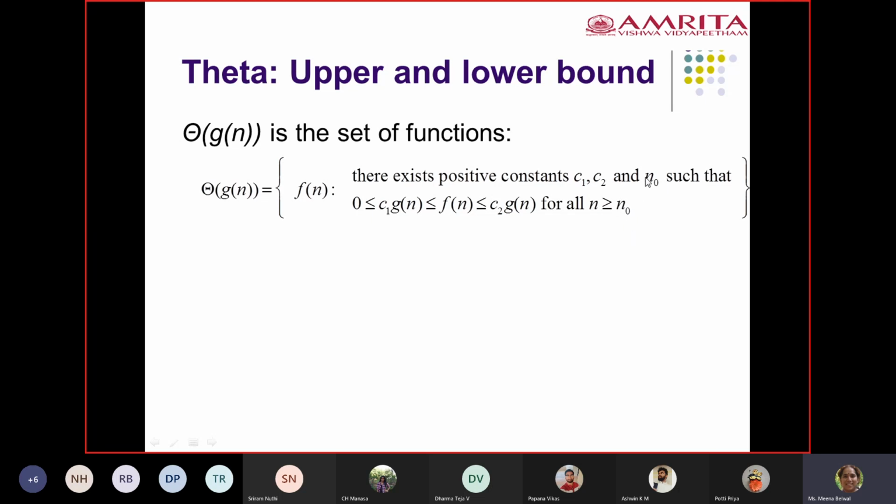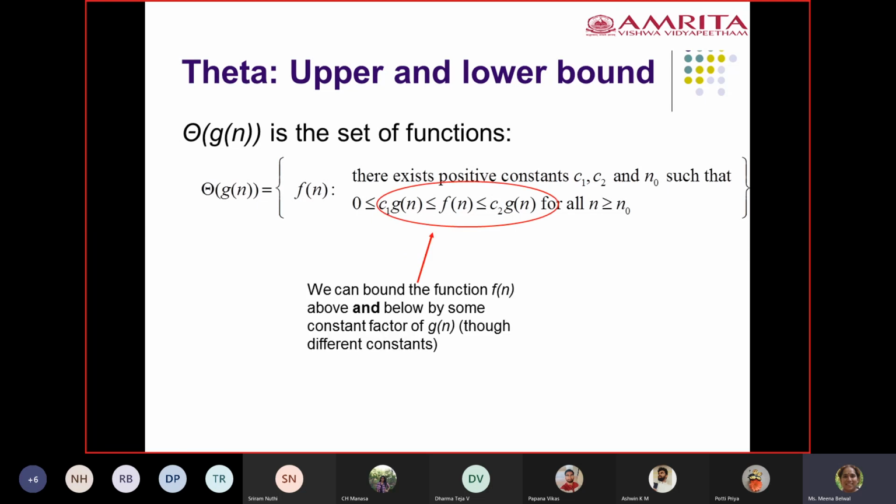It is not that corresponding to C1 I have one n0 and corresponding to C2 I have another n0. No. n0 is going to give you the minimum number, such that for any input size equal to or greater than that, the condition is going to be satisfied, right? So this is important here. We are saying that we can bound the function f(n) above and below by some constant factor of g(n), though these constants will be different. It is not possible that you are able to find the same constant.